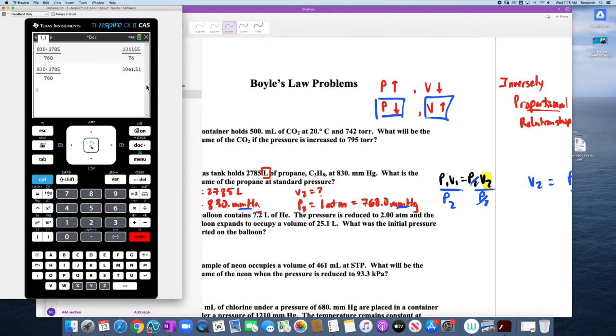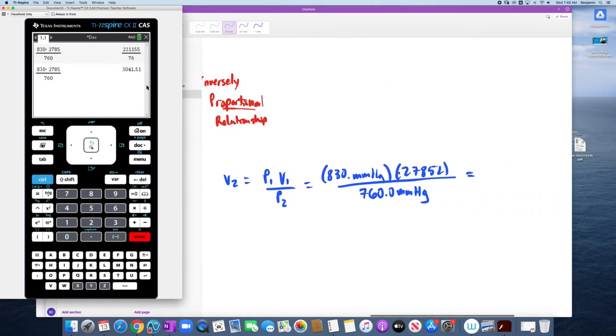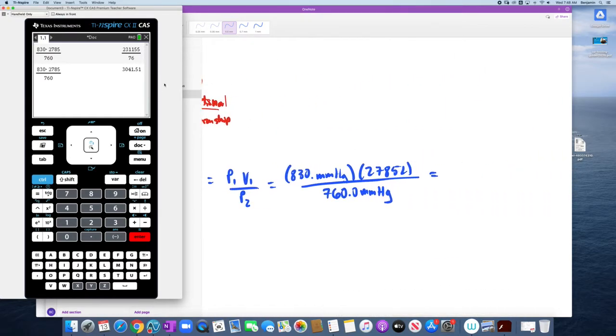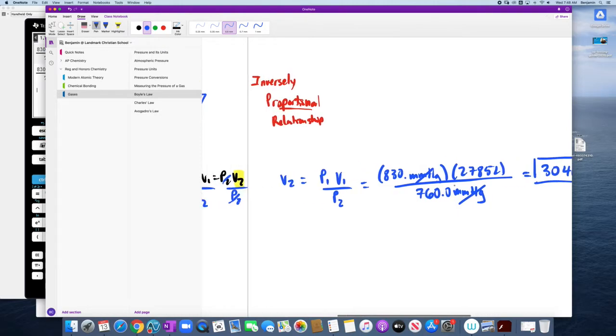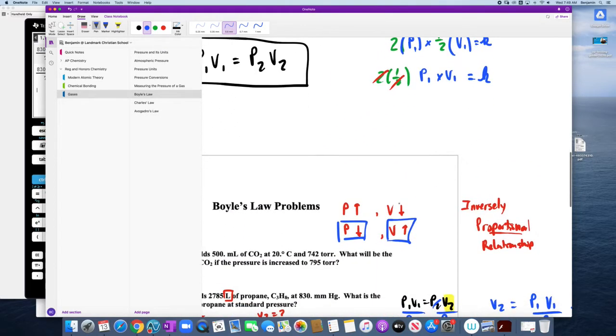In terms of our significant figures, the smallest number of significant figures in any of our numbers, 830, has 3 significant figures. So we'll round this and say 3,040. And the unit is liters. That's a reasonable answer. Less pressure, bigger volume.